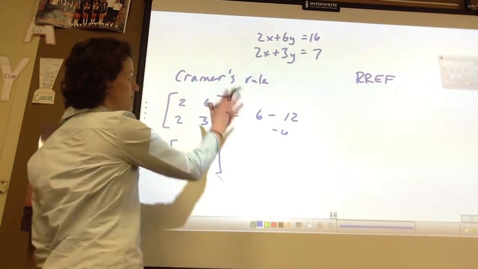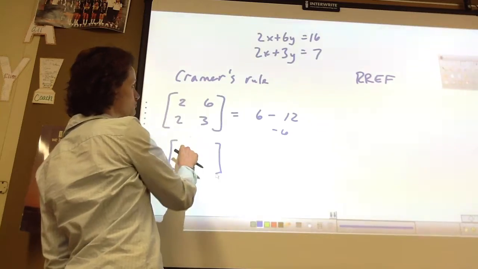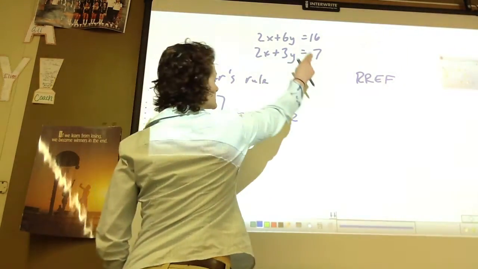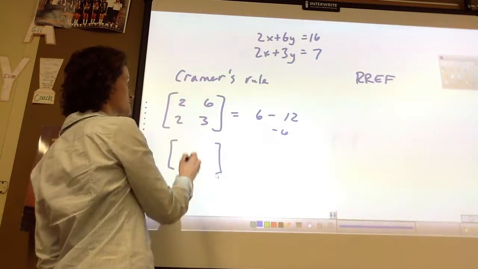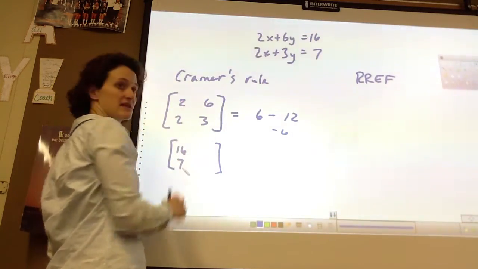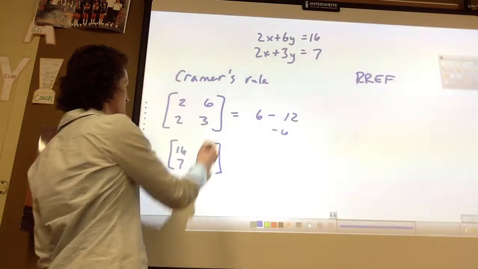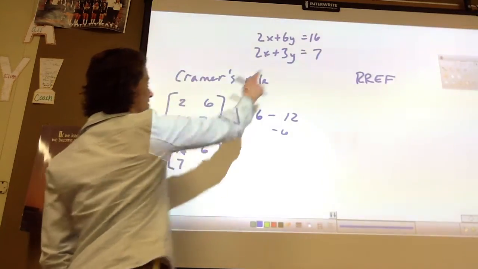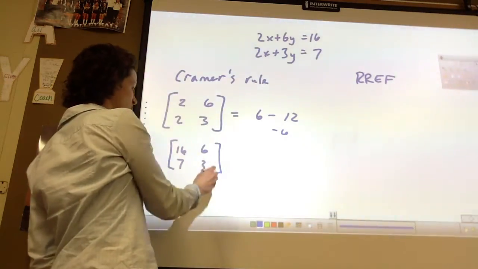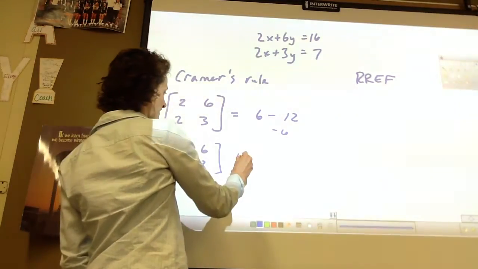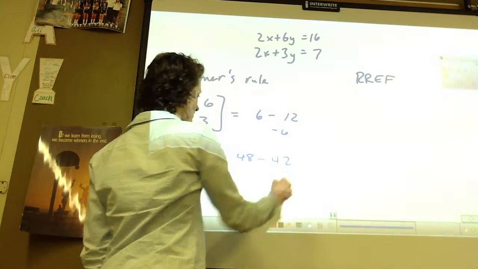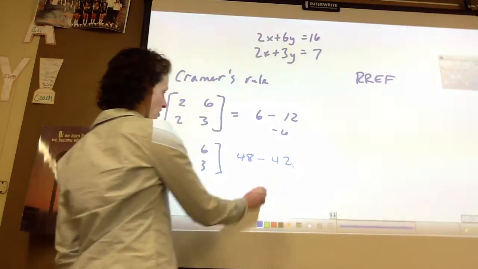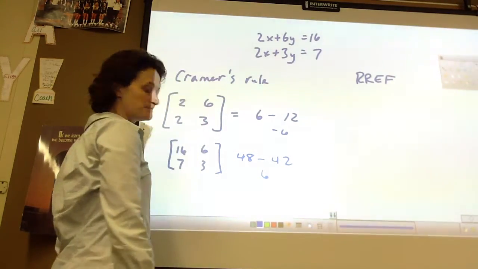Now, to find x, what you do is you replace the answers, 16 and 7 in this case, in for the x coefficients. Leave the 6 and the 3, the y coefficients. Do the determinant. That's 48 minus 42, which is 6.